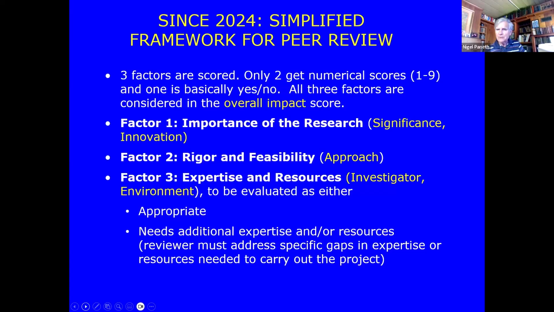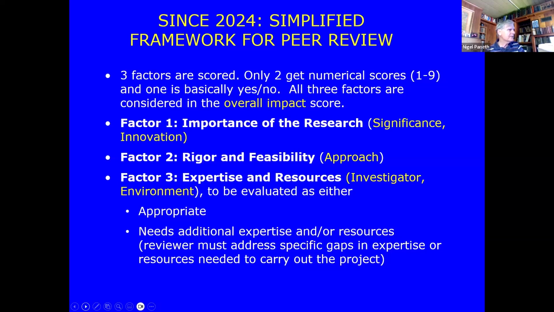Now, here's the new wrinkle. Since 2024, and this has only just come out a few months ago, there's a simplified framework for peer review. I can't say how this works in practice because it's not been used in practice yet. This is the future. This time, only 3 of these 5 factors are scored, since they've combined things. In fact, only 2 really get a score, and 1 gets a yes or no.